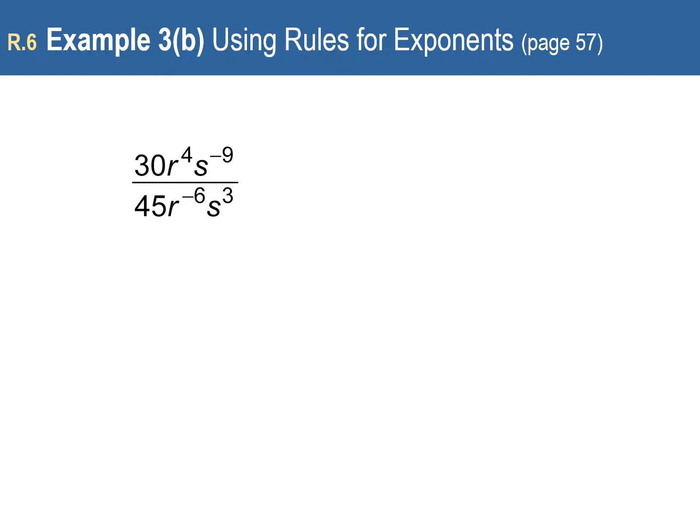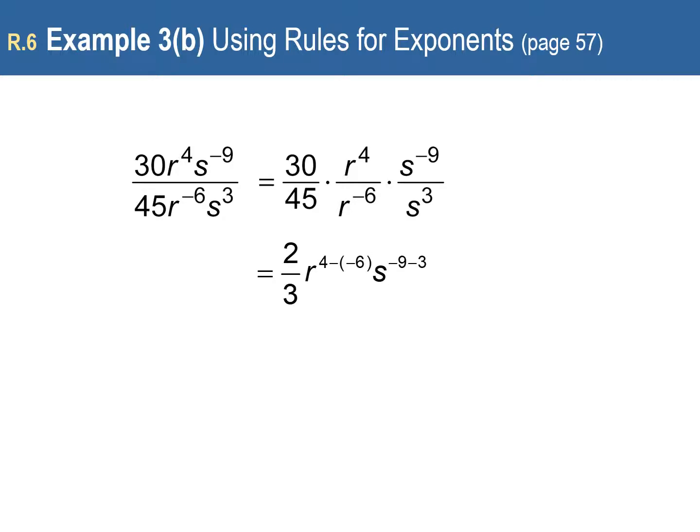For this one, let's do the same thing. Let's do the groupings. So 30 over 45 becomes 2/3. The r term becomes r to the 4th minus a negative 6 times s to the negative 9th minus 3. So we have 2/3 r to the 10th, s to the negative 12. Getting rid of negative exponents, we have 2r to the 10th divided by 3s to the 12th.